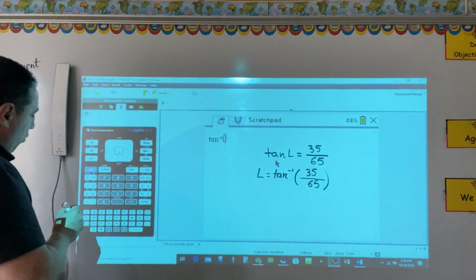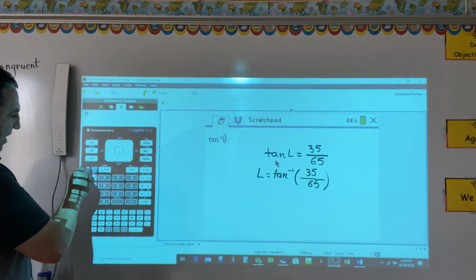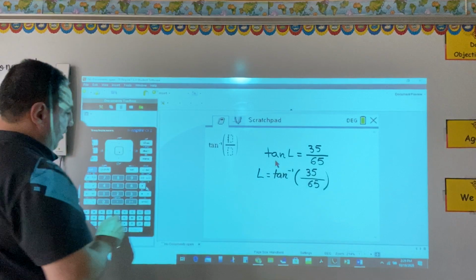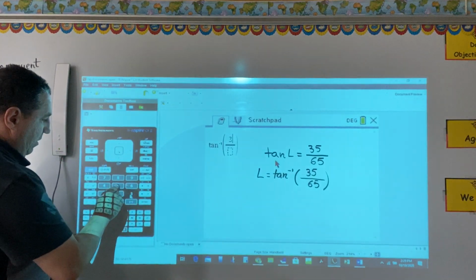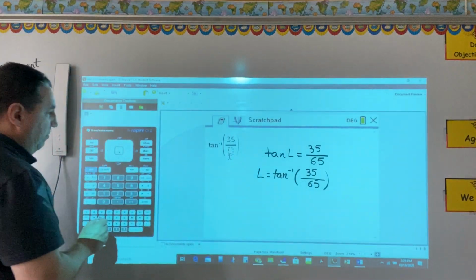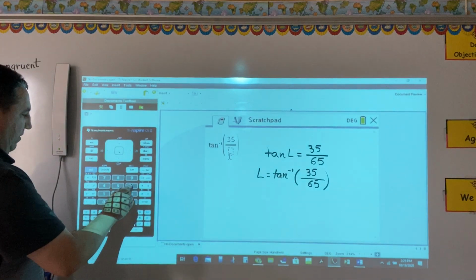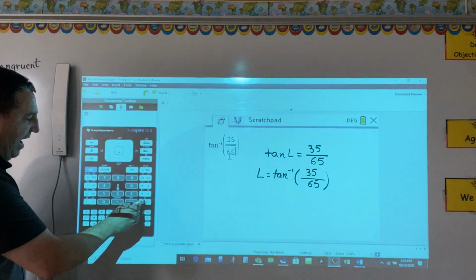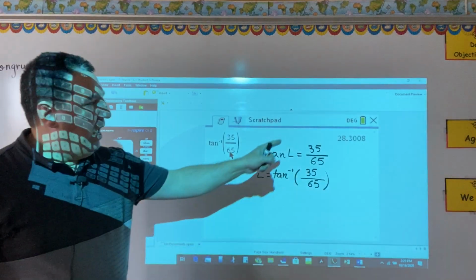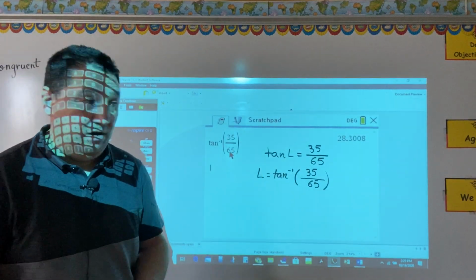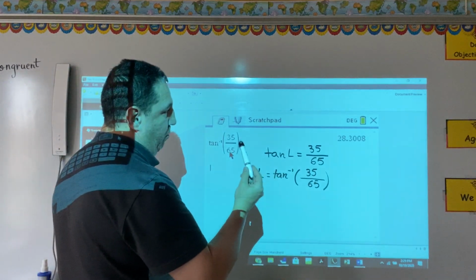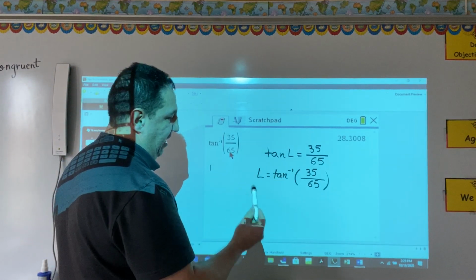How? We press Control and divide, and on top we'll write 35, in the bottom 65. And then you simply hit enter. And we get the angle. So the angle would be 28.3 degrees.